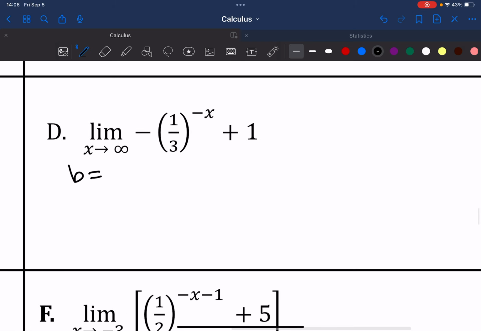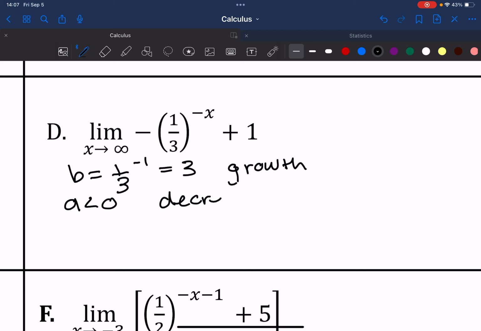For this one, b is equal to 1/3 to the negative 1 power, which is 3, which means this is a growth. A is also less than 0, which tells me we are decreasing. And since x is approaching infinity, I'm going to do the same thing and correlate with decreasing and say it's going to approach negative infinity. Okay.